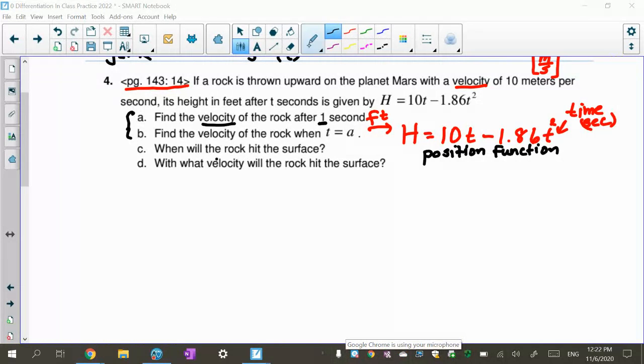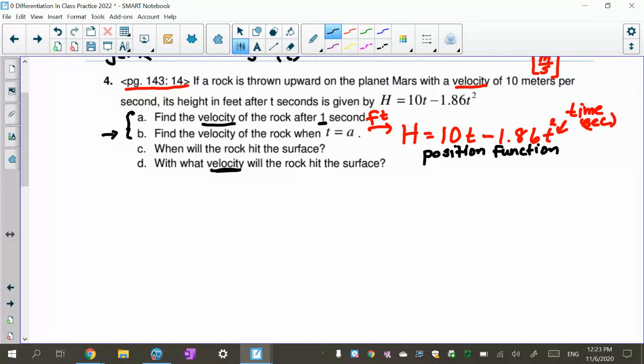So you don't want to just do the velocity for one second and then do it all over again when you want to find the surface. So what we're going to do is actually find the velocity function. I'm going to do b first, and then we can plug in what the velocity is after 1 second, and then what the velocity is when it hits the surface.